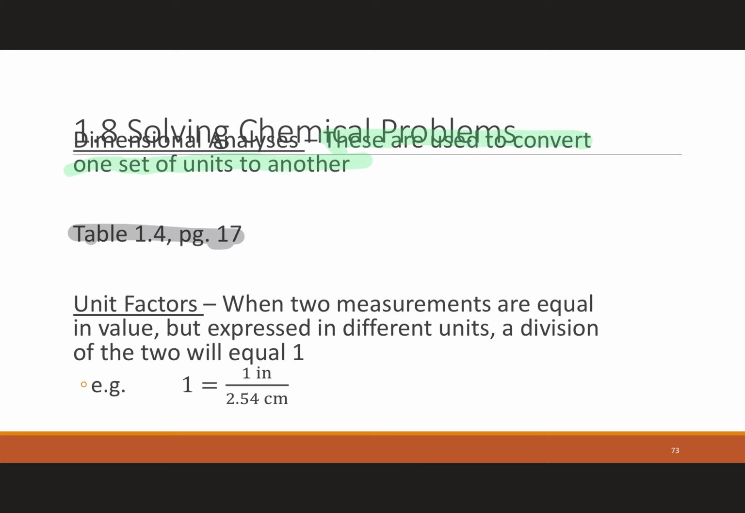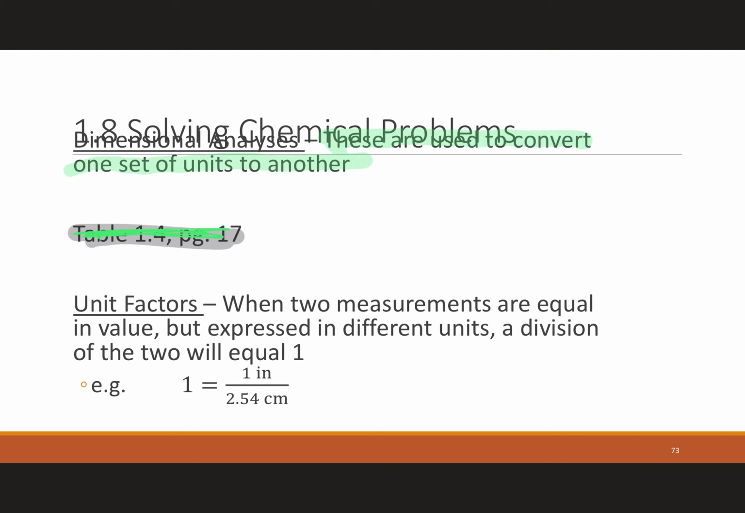And this probably should not even be there. That would be from a different book, so ignore that. But we use unit factors or conversion factors in order to convert from one set of measurement in one set of units to another.